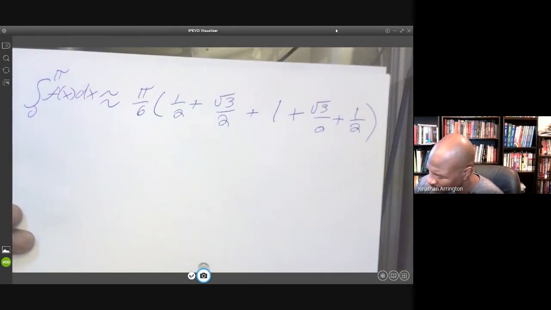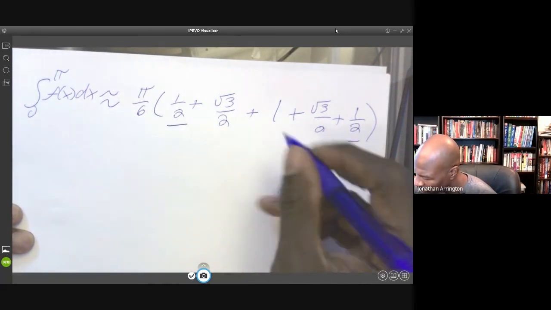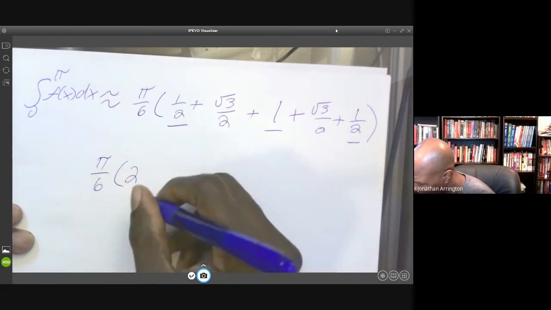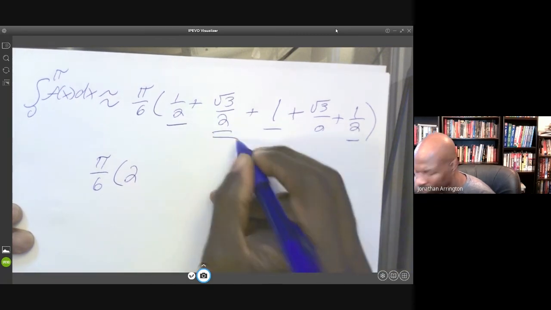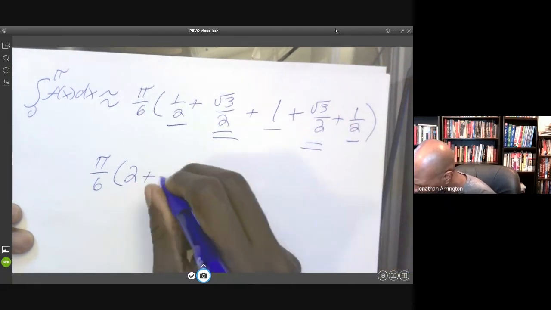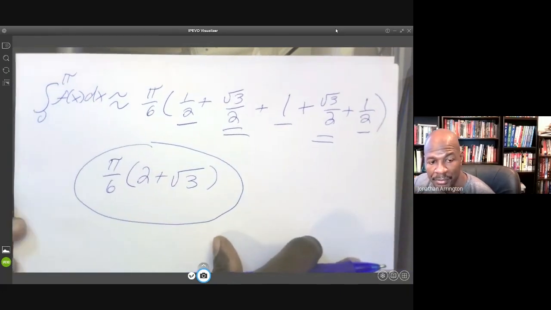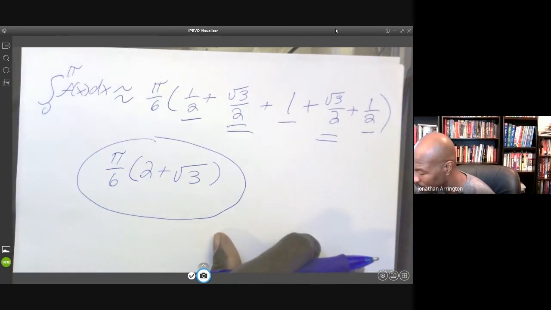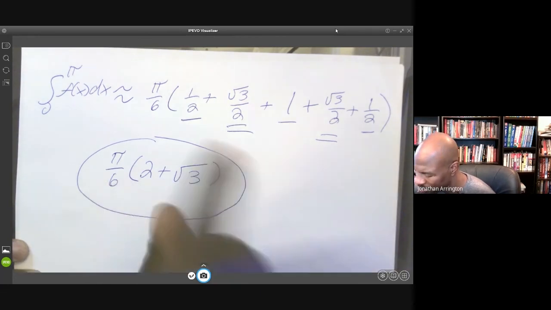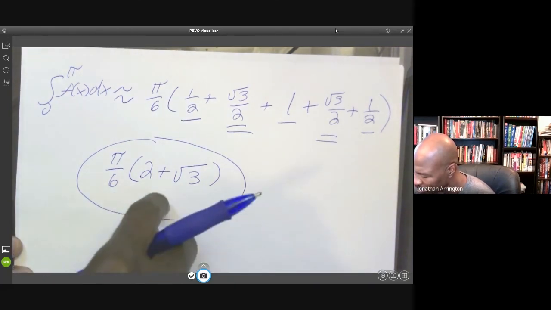So I'll add stuff that should be added together. For instance, I can combine 1/2 and 1/2 to get 1, which will combine with this 1 and equal 2. So this is pi over 6 times 2. And then I have the square root of 3 over 2 plus the square root of 3 over 2, and that's just going to be the square root of 3. And that's my answer. If you're doing multiple choice problems, depending on who makes the problems, perhaps they might distribute this pi over 6. The way this problem was made, and I made this problem, I chose not to distribute the pi over 6. So the answer should be left like that.